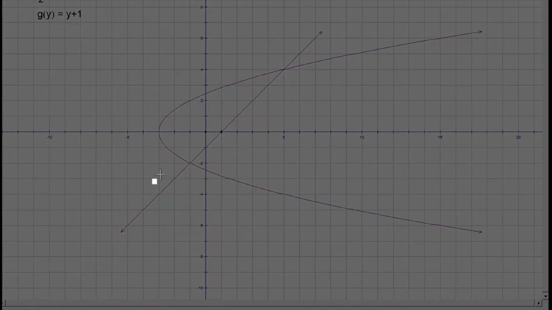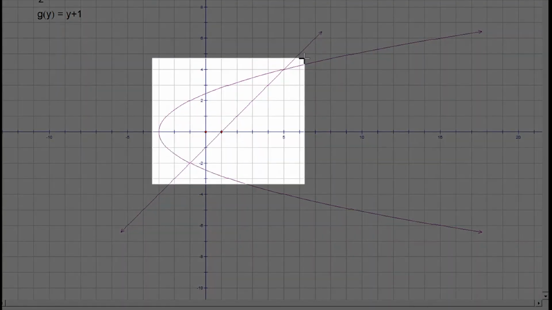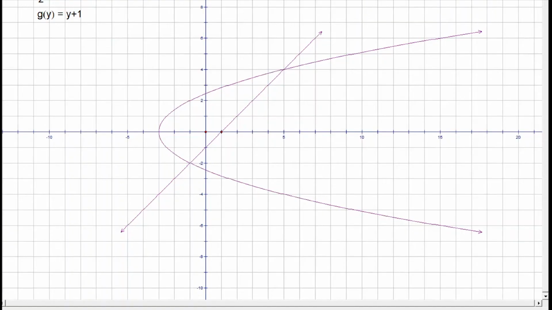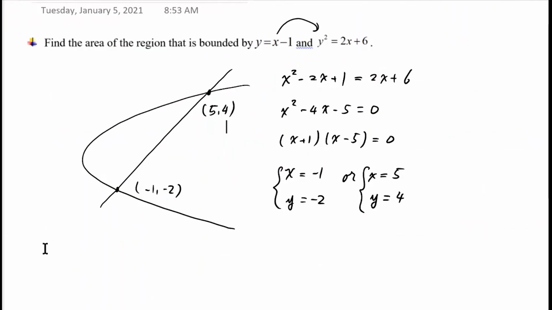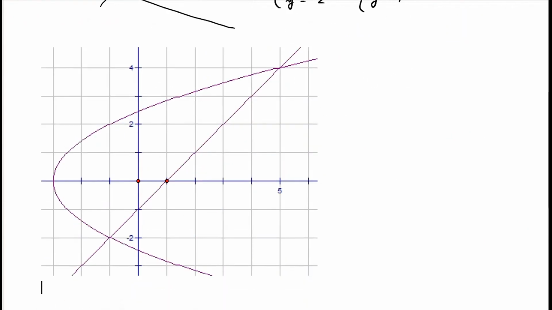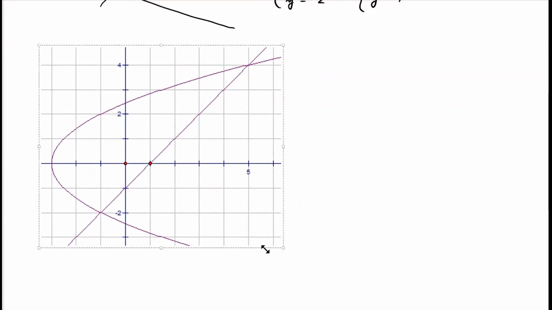Let me copy this. Okay, now we come back here. I'm going to paste it right there. Okay, now how are we going to find the area between these 2 now?